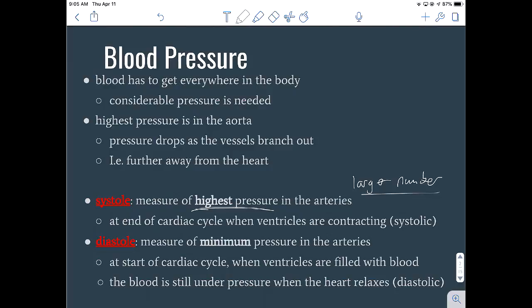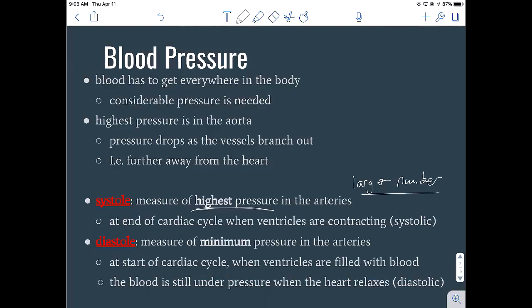So the diastole is then the minimum pressure in the arteries. At the start of a cardiac cycle, when the ventricles are filling with blood, the blood is still under some pressure, as the heart is relaxing. So it is still pressurized, otherwise the blood would stop moving completely, but we still need the blood to be passing through the capillaries and up the veins, otherwise there would be no new blood to fill up the heart. Okay.